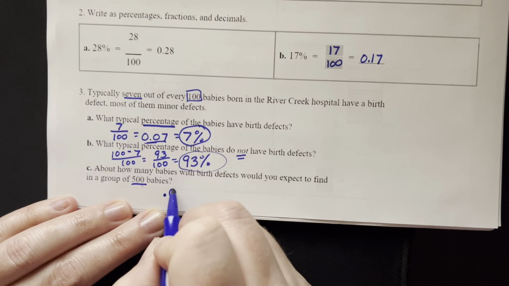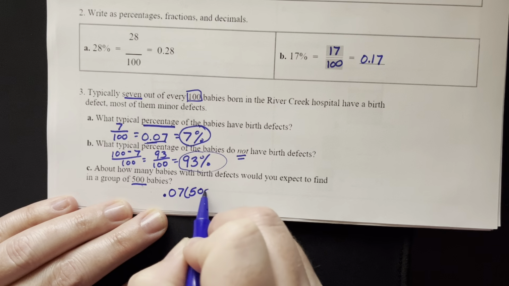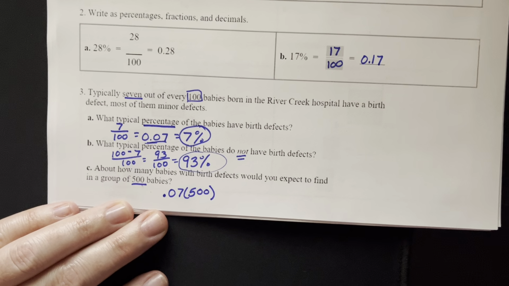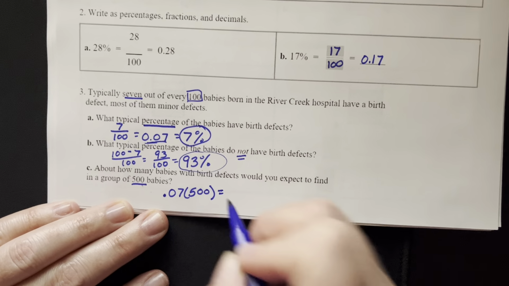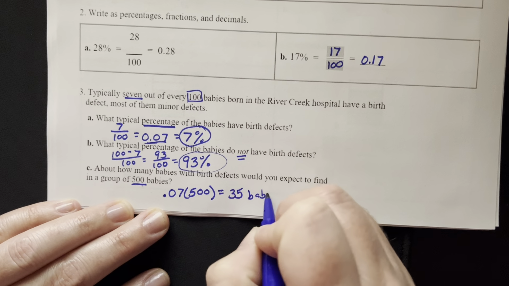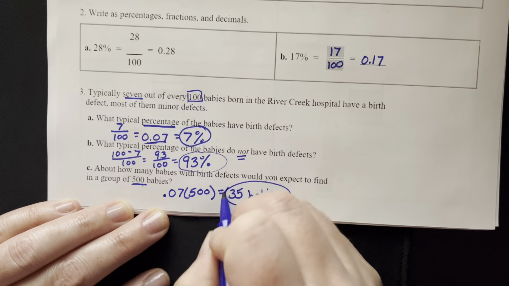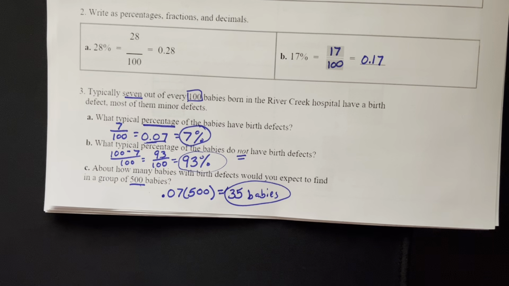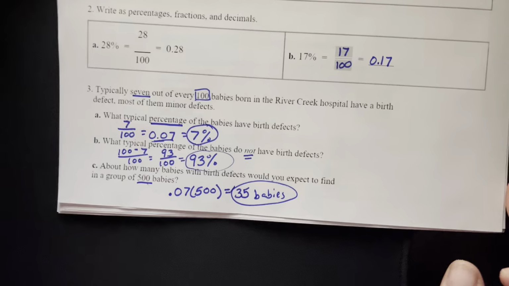So we can take that and multiply by the amount of babies. So in that case, it would be 35 babies. There are many other ways you could approach that problem too.